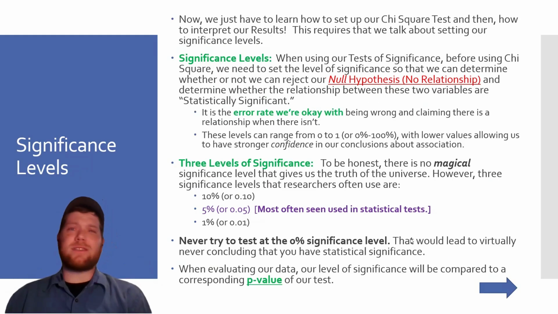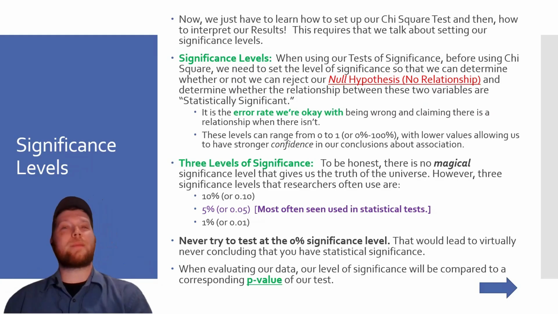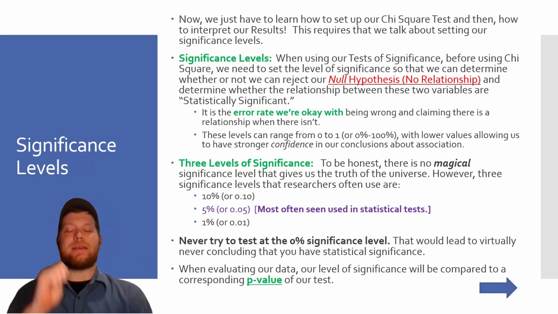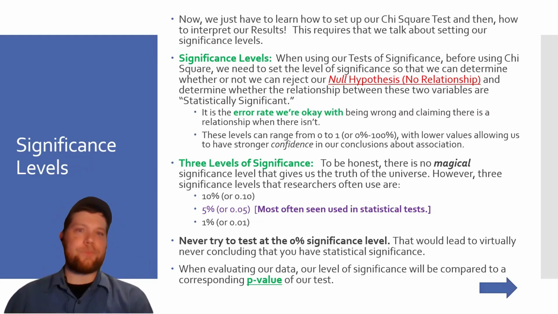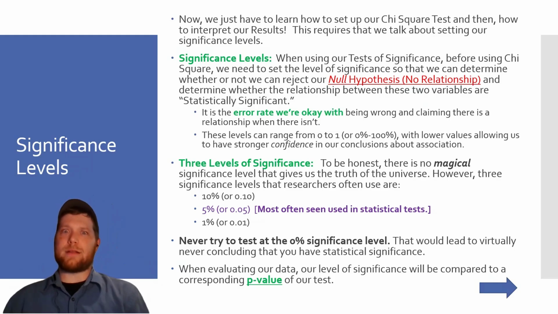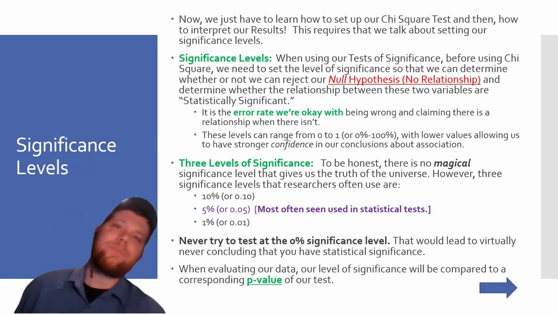So now we just have to learn how to set up our chi-square test and then how to interpret our results. This requires that we talk about setting our significance levels. And this is a quick detour that we've got to get through. I'm going to tell you all, your brain's going to melt a little bit. If you need to take a breather right now, please do. Get ready to buckle up. We're going to head to the rodeo.